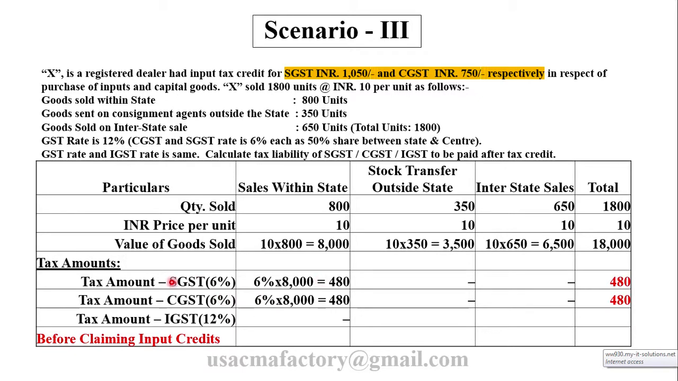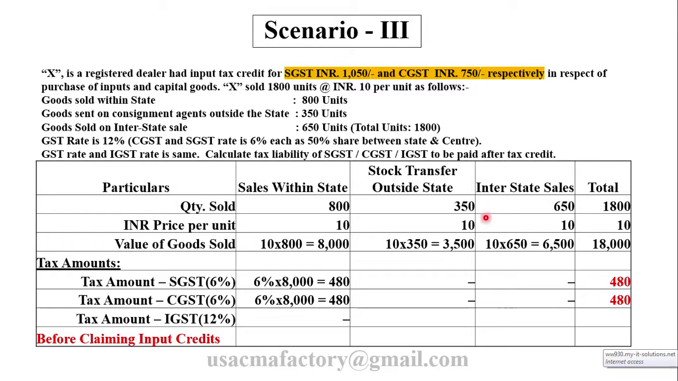Here, CGST and SGST both are simultaneously applied on this transaction. This is an intra-state transaction. So 6% of 8,000 equals 480, and 6% of 8,000 equals 480. So the total tax, SGST and CGST, is 480 plus 480.